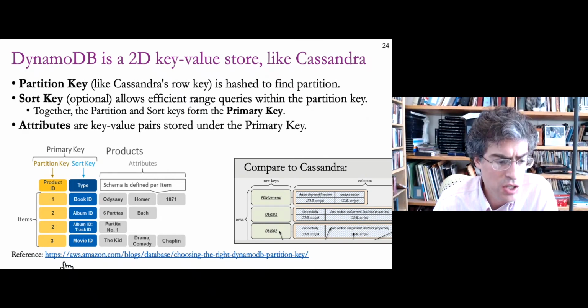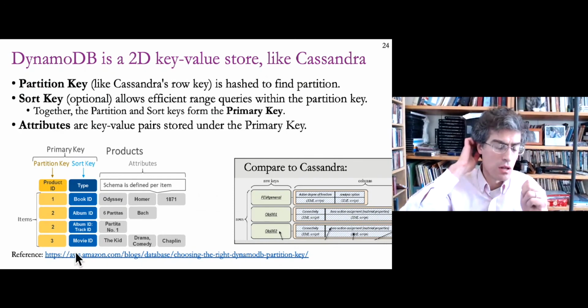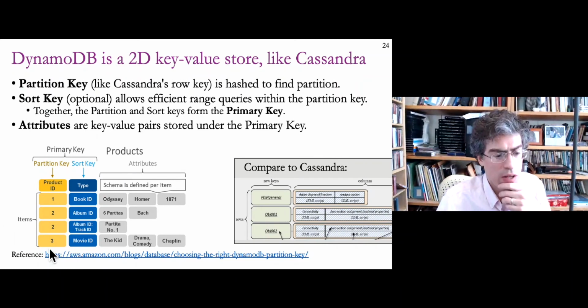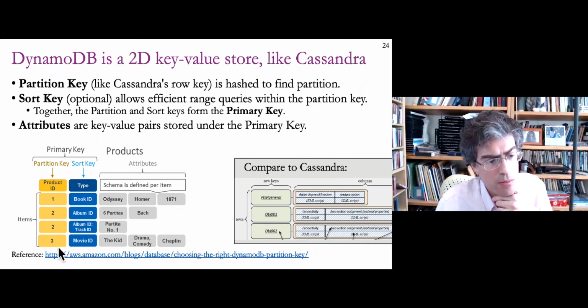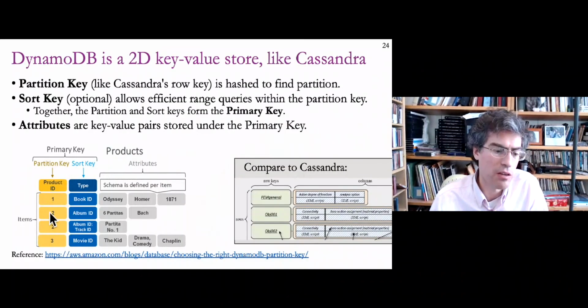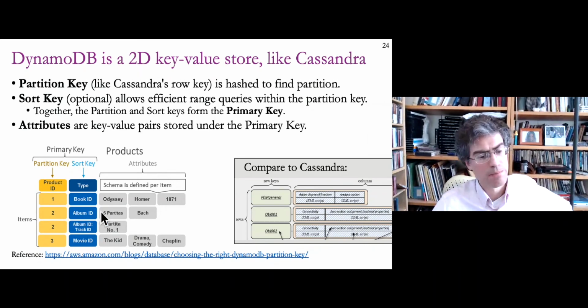So the partition key is what is hashed to determine which node the data is stored on. So this is how the hash-based partitioning operates on the partition key. But for a single value of the partition key, you can have multiple sort keys, and those are sorted when they're stored. You can efficiently do range queries on those as well. So it gives you a little bit more.